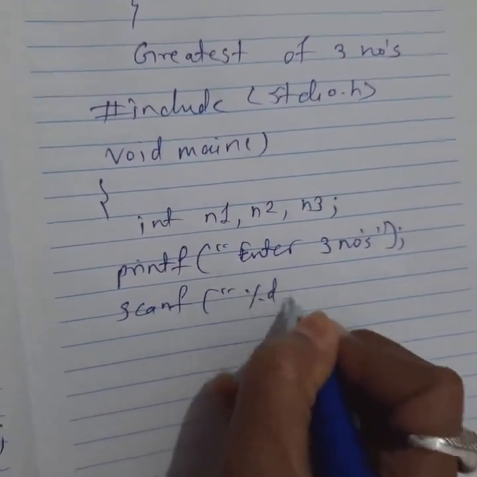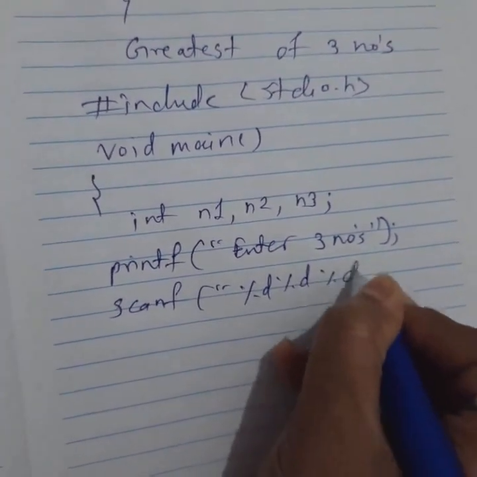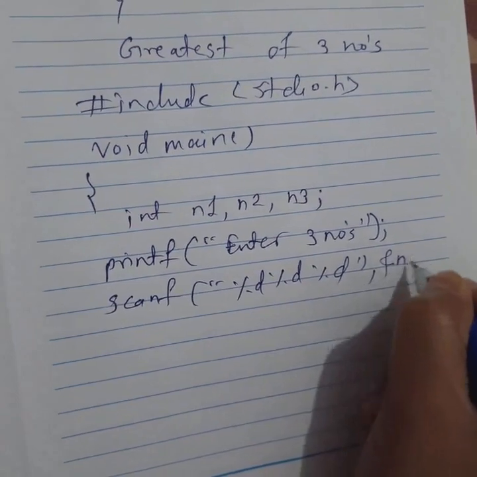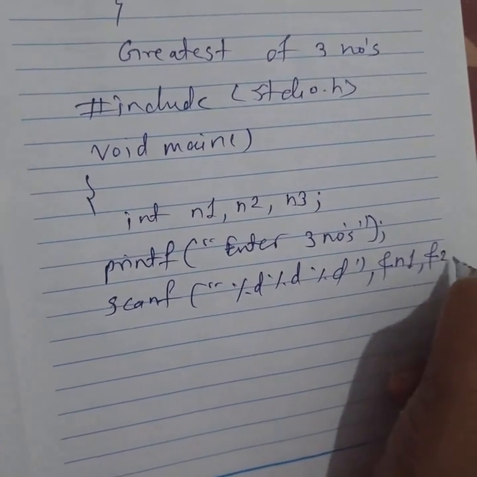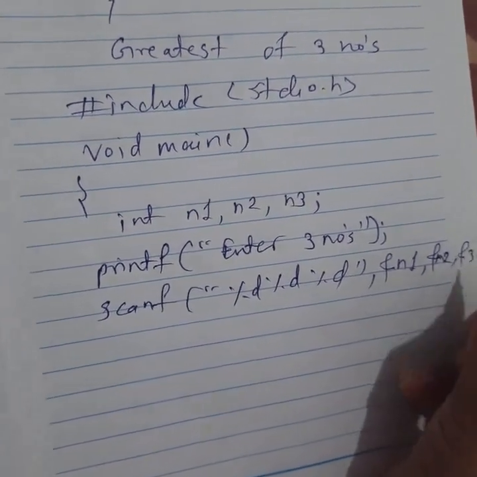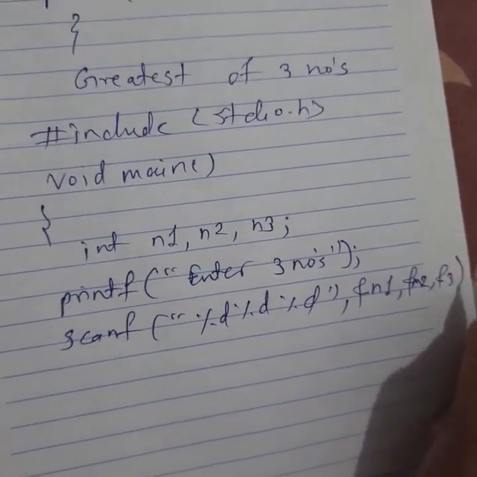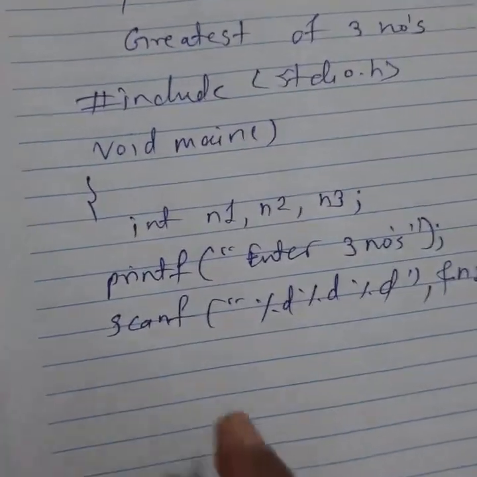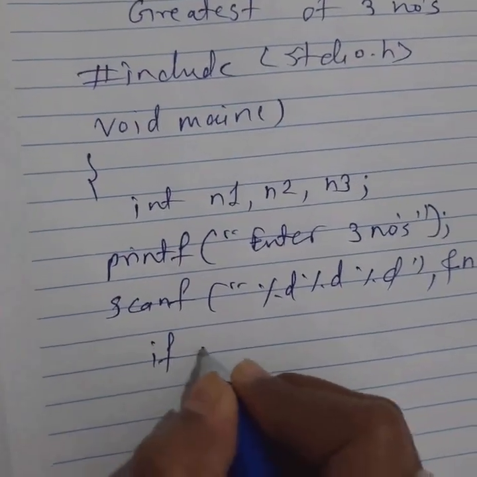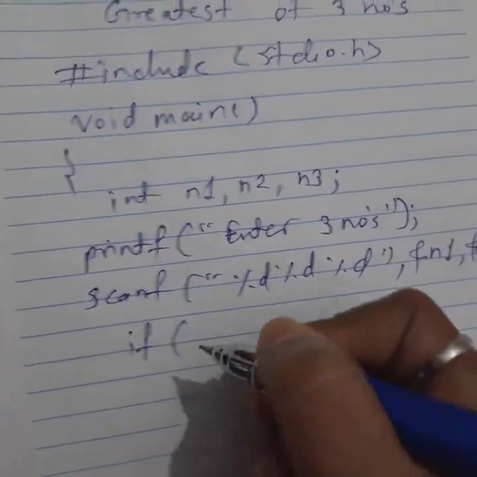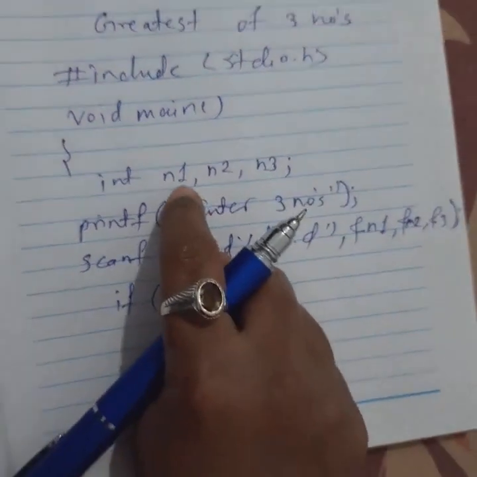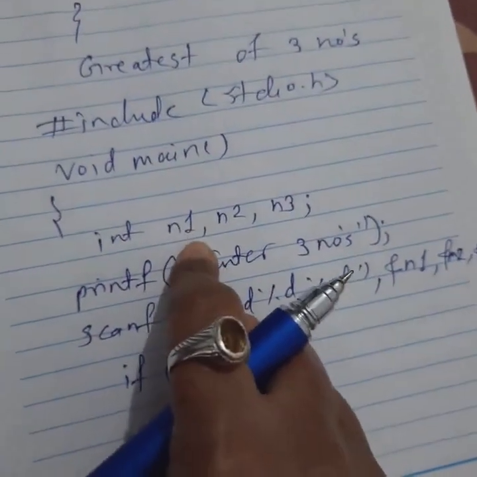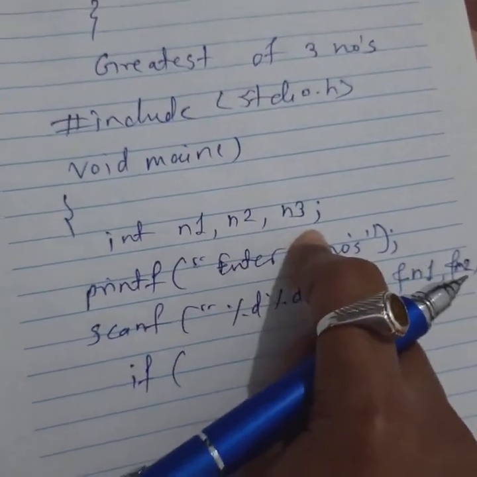I write here %d, %d, %d 3 times, because I have to enter 3 numbers, and 3 times ampersand number 1, ampersand number 2, and ampersand number 3. After that, we have to write an if statement, meaning a condition. How do we write a condition for number 1? If number 1 is greater than number 2 and number 3, right?